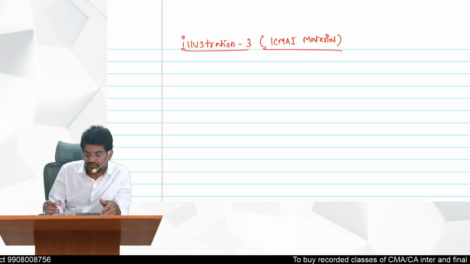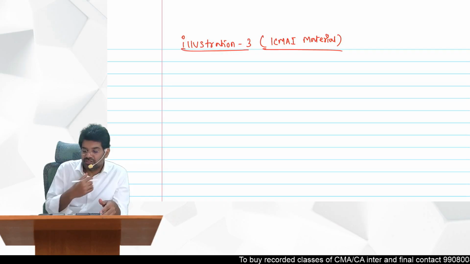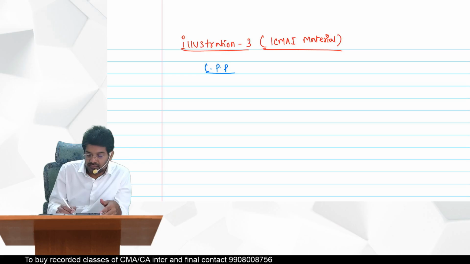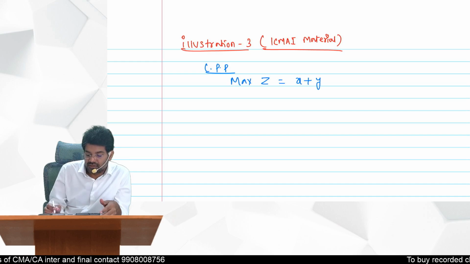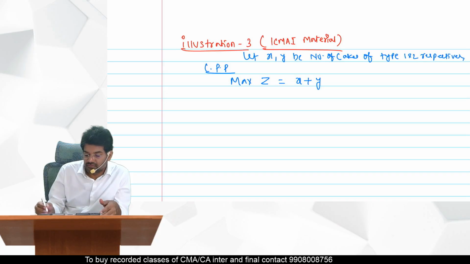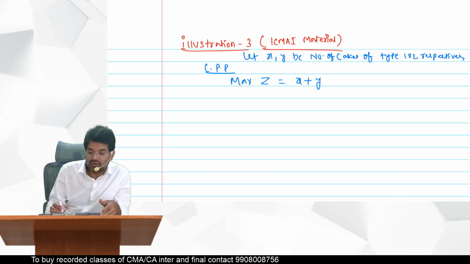Now this is maximization or minimization? Minimization. First LPP we should take. LPP, maximize z is equal to x plus y. Okay, so we are assuming let x comma y be the number of cakes of type 1 and 2 respectively. Okay, this is the objective function.